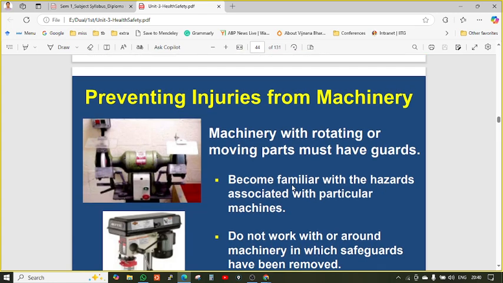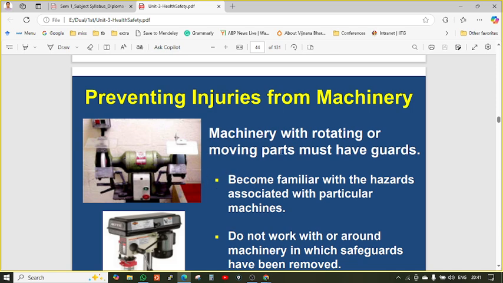Then preventing injury from machinery. In some working places, machines are there. For every machine there should be some guidelines, some proper things, in order to avoid injuries.